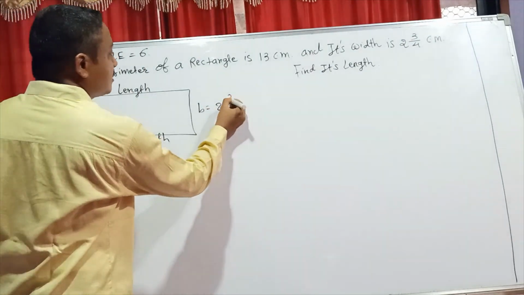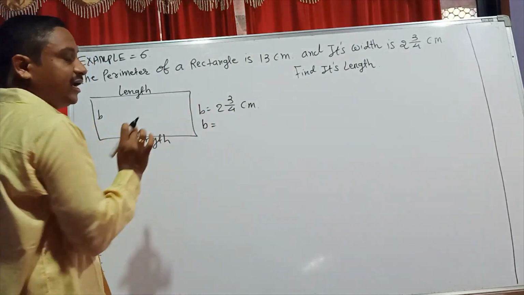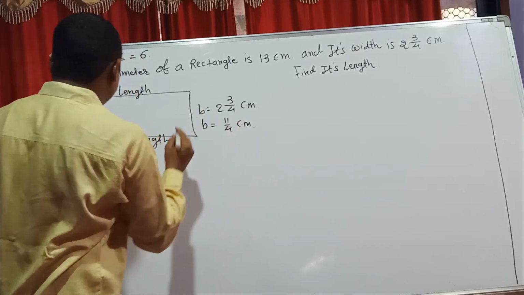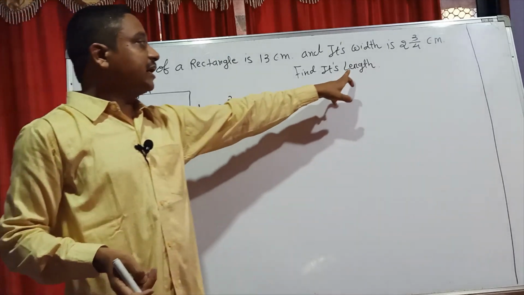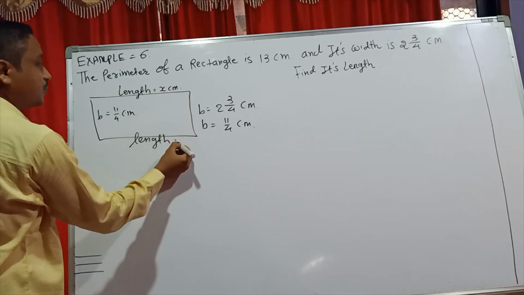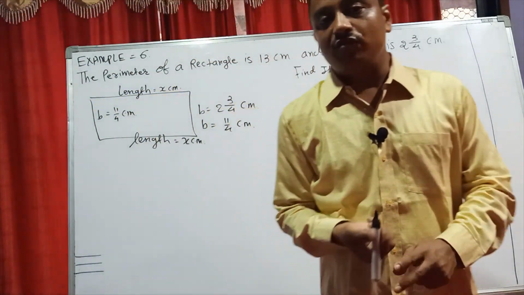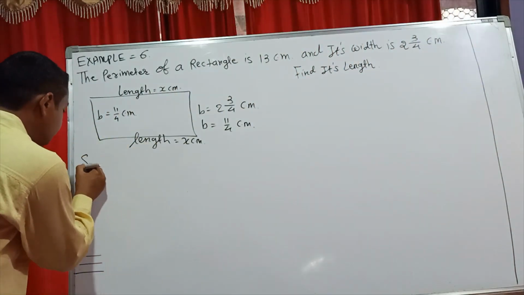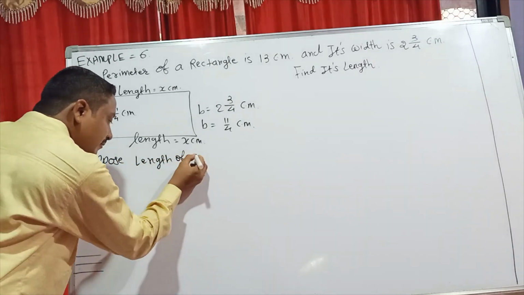Further calculating 2 integer 3 by 4: 4 2s are 8, 8 plus 3, it is 11 by 4 centimeter. This breadth and this breadth are the same because it is a rectangle, and my target is the length. So here I assume the length is x centimeter. Suppose the length of the rectangle is x centimeter.